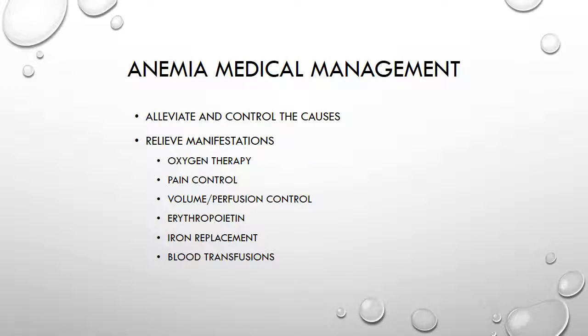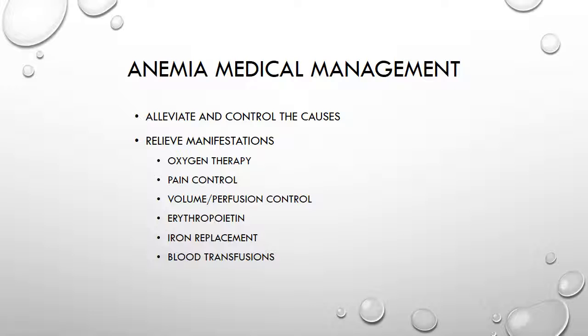Medical management, when we're looking at our patient who is anemic, basically we alleviate and control the causes. If it's something from a deficiency anemia, we can give them supplements or possibly change the diet. If it's something where they're bleeding or hemorrhaging, we control the bleeding. Various different things. Some of the manifestations that they may present with when a person is anemic: they may be short of breath, unable to do ADLs. We may give them oxygen therapy because they don't have the ability to actually get that oxygen to the cells where it's needed. Volume and perfusion control.